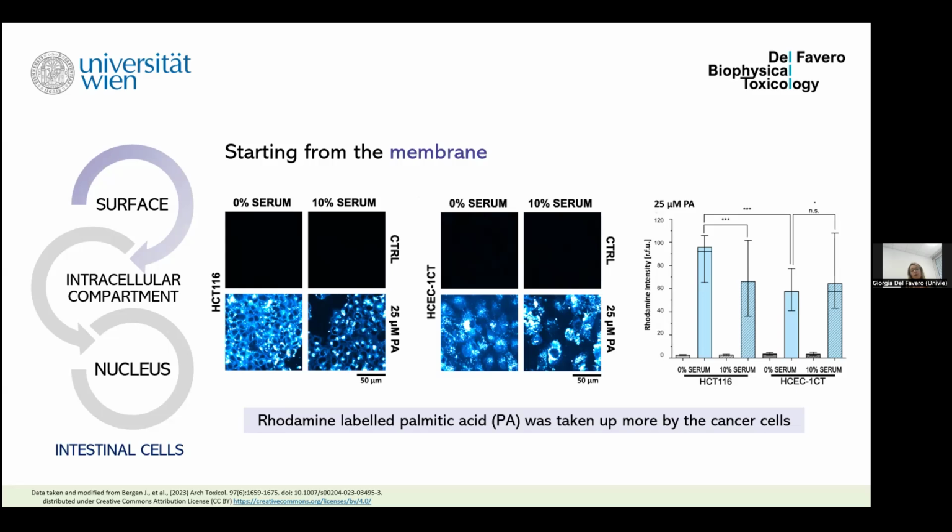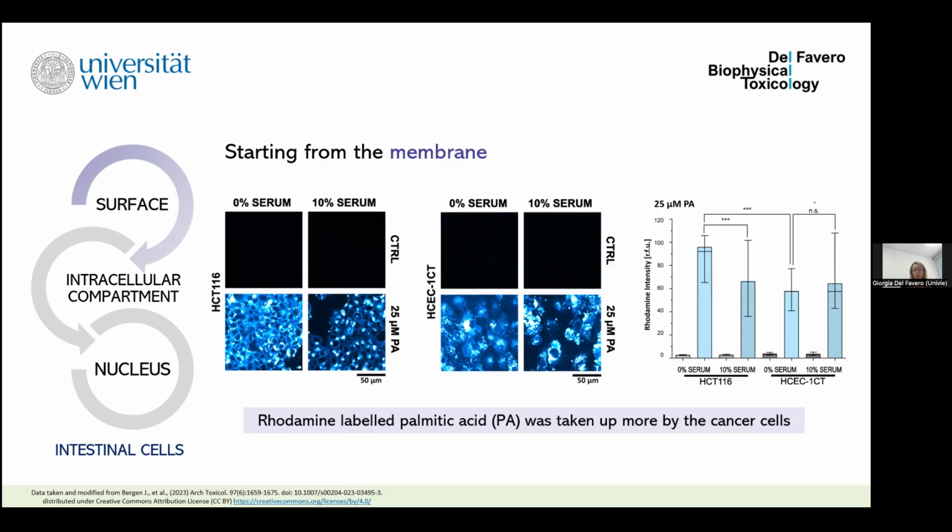This is because we saw that the membrane of the HT29 was so different in comparison to the one of the non-transformed cells, and so we wanted to start with a cancer cell line whose membrane structure is a little bit more similar to the non-transformed cells. Anyway, also in this case, we could see that the cancer cells took up way more palmitic acid when they were exposed to it in comparison to the non-transformed cells.